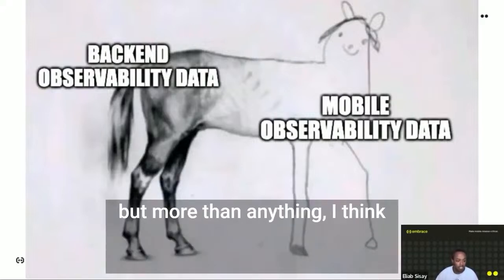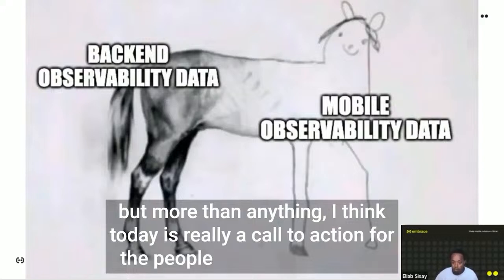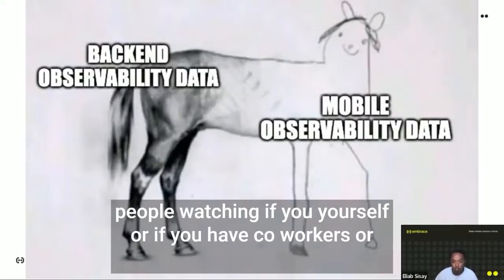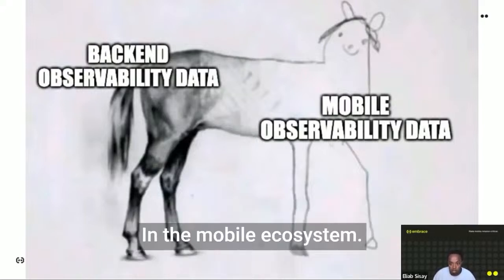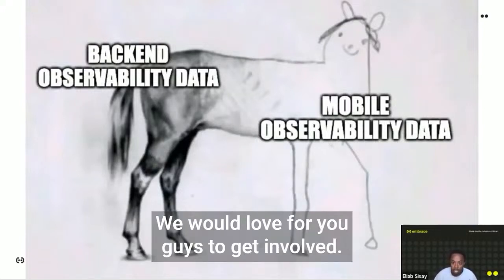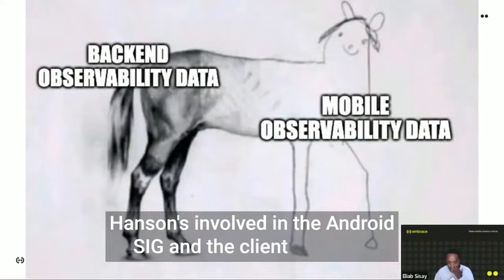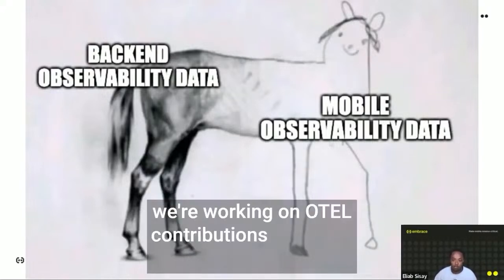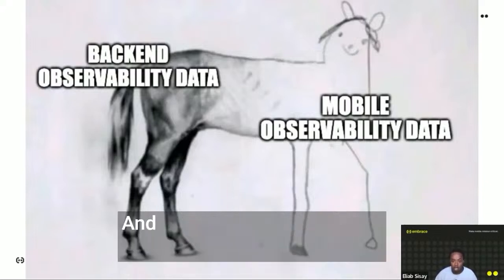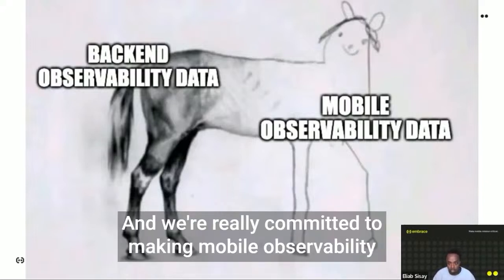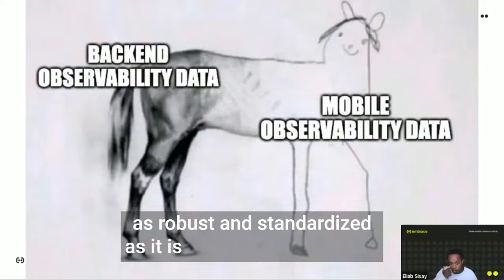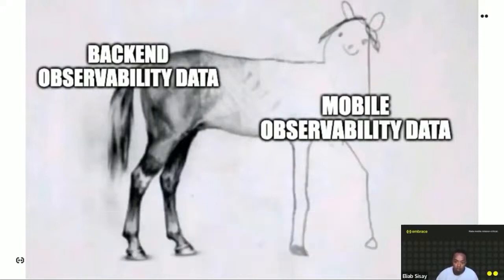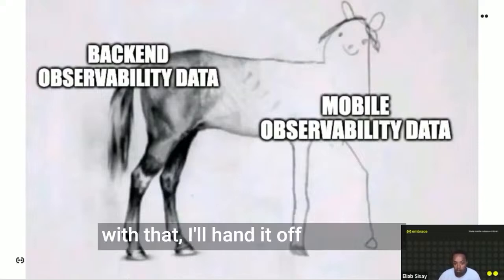But more than anything, I think today is really a call to action for the people in the Zoom, for the people watching. If you yourself, or if you have coworkers or people that are interested in the mobile ecosystem, we would love for you to get involved. Hanson's involved in the Android SIG and the client-side SIG. We have people working in the Swift SIG. We're working on OTel contributions for React Native and Flutter. And we're really committed to making mobile observability as robust and standardized as it is for backend systems. We'd love to involve as many of you in that effort as possible. So with that, I'll hand it off to Hanson.